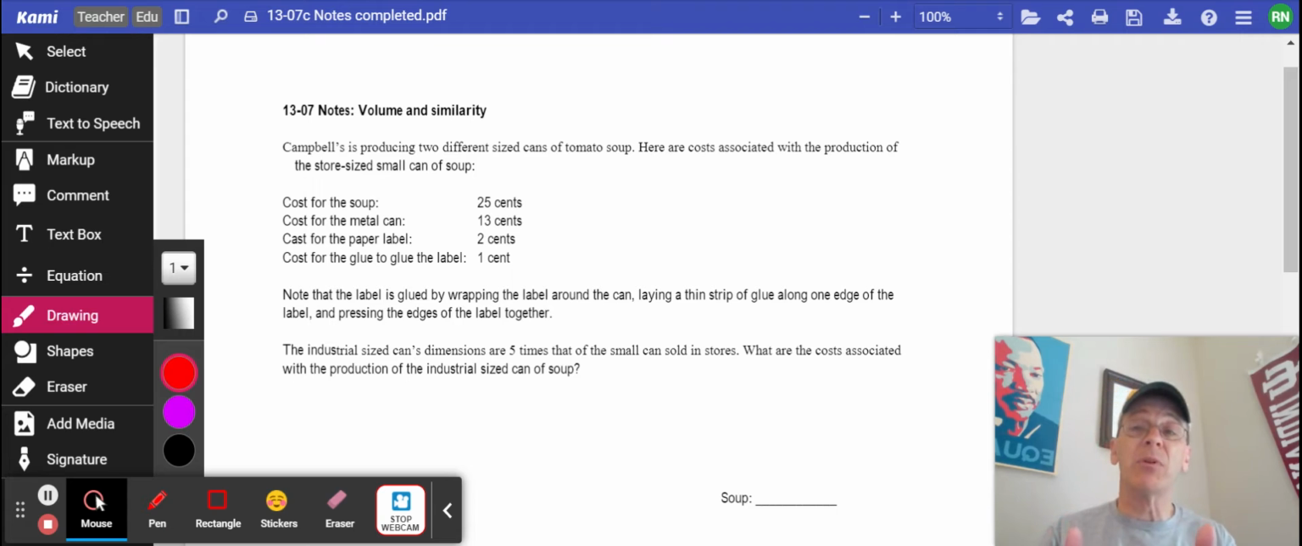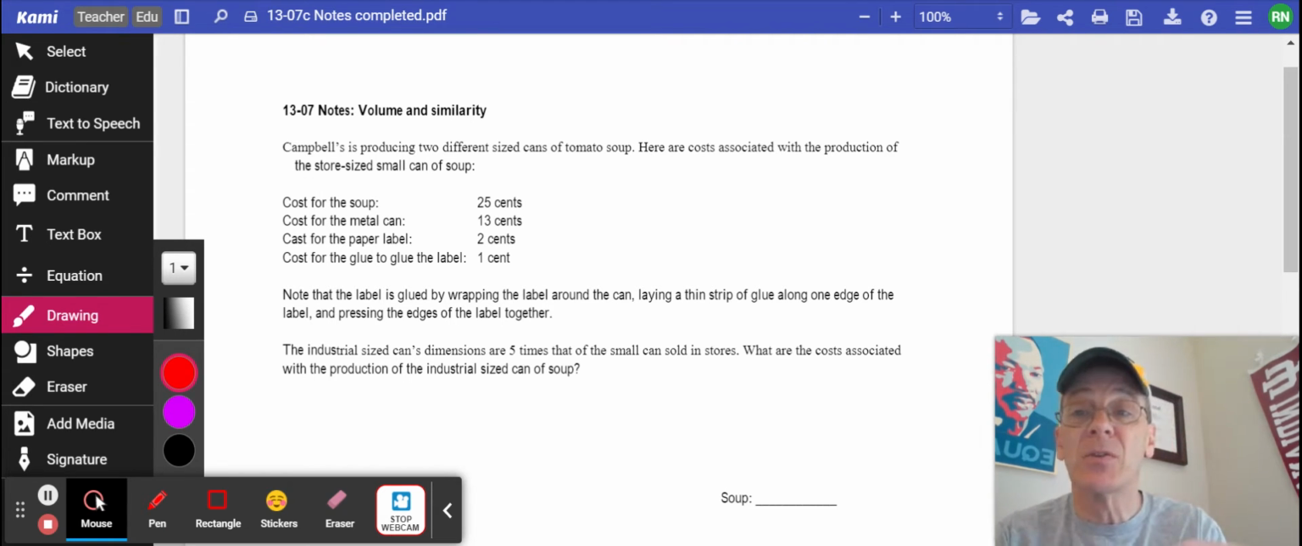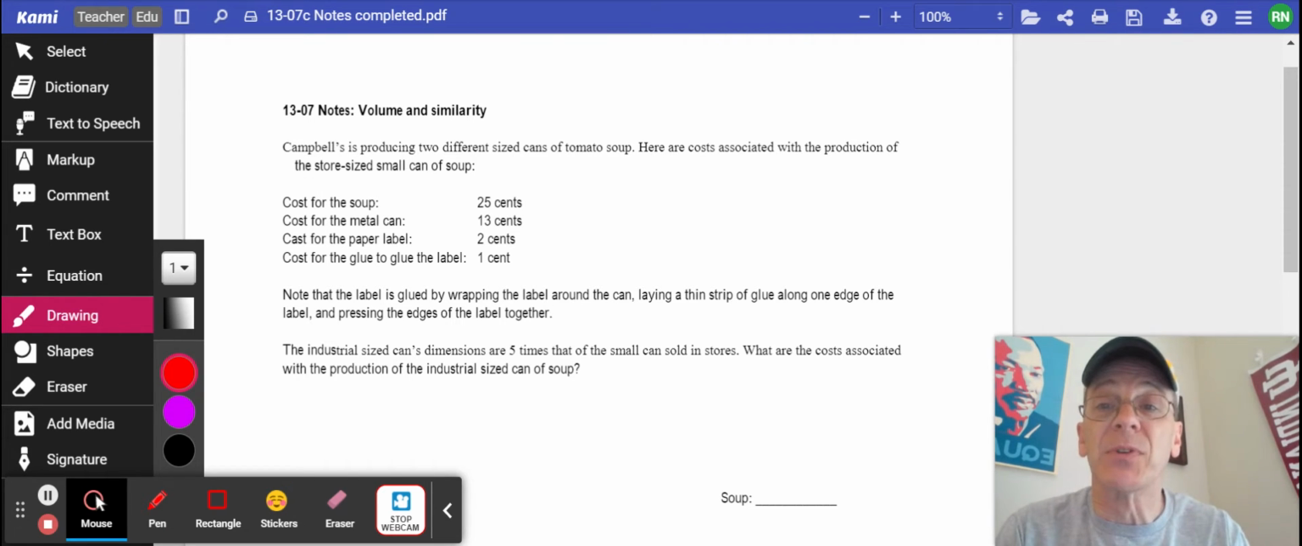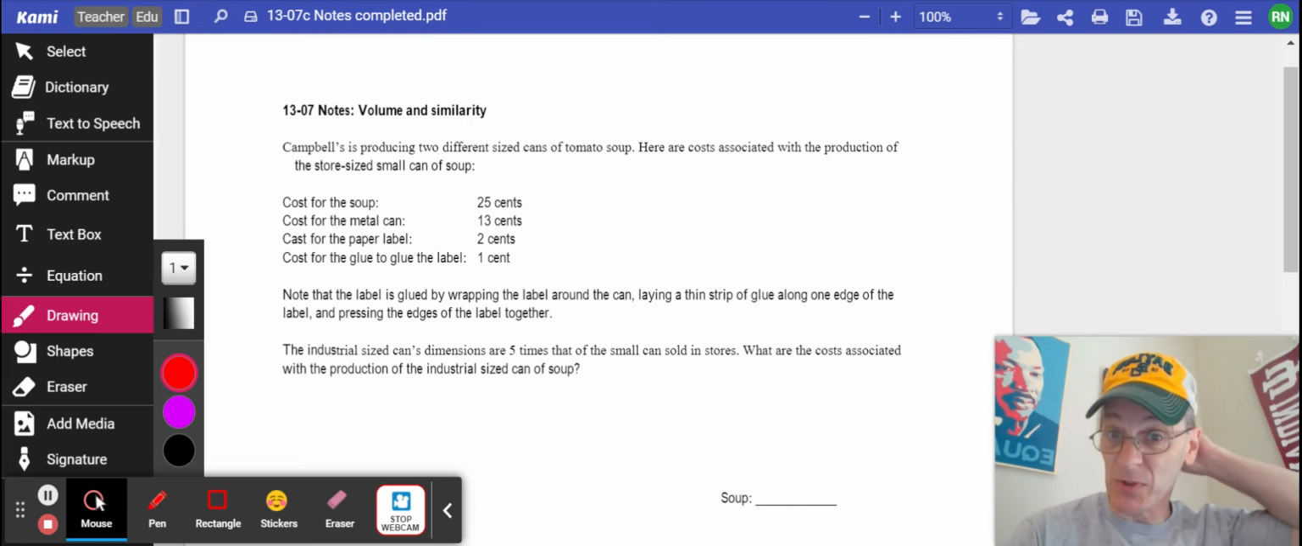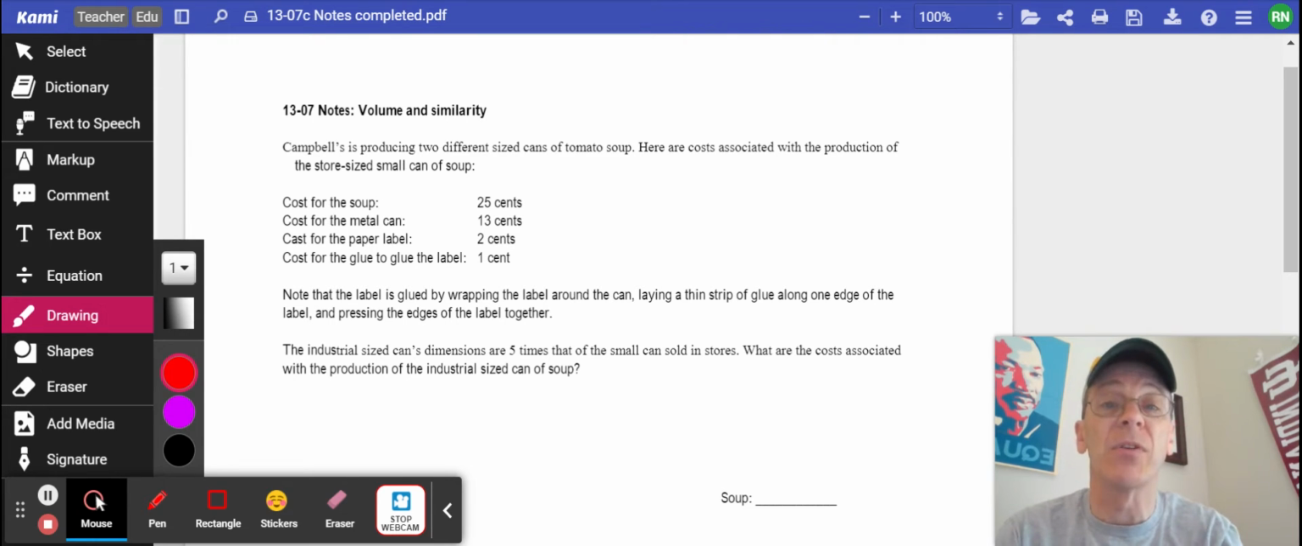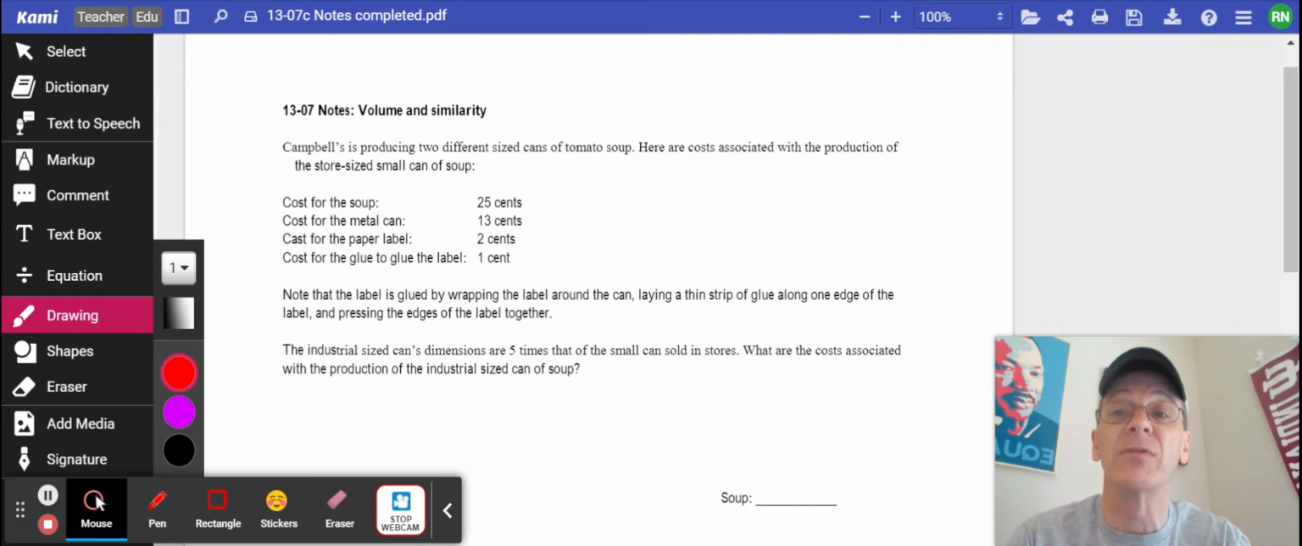And of course, you're going to have these notes available to you when you get to the homework. So here's the one problem we're going to do today. It's going to be a short video. Campbell's is producing 2 different sized cans of tomato soup. All right. And so here are the costs associated with the production of the store-sized small can of soup. And here's all these costs laid out for these different parts of the product.